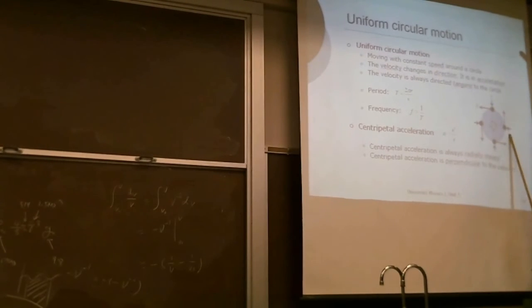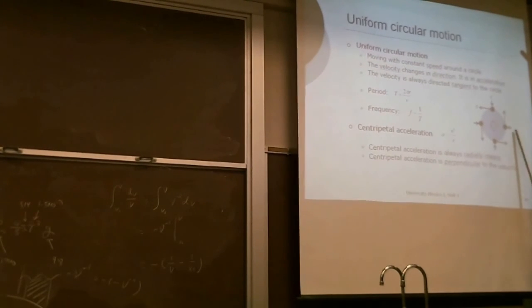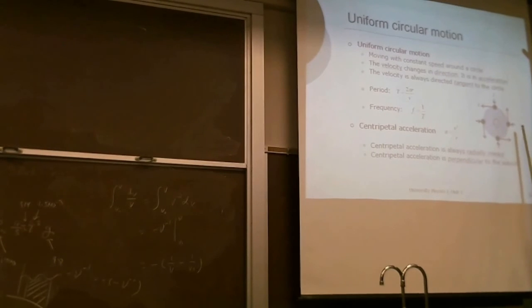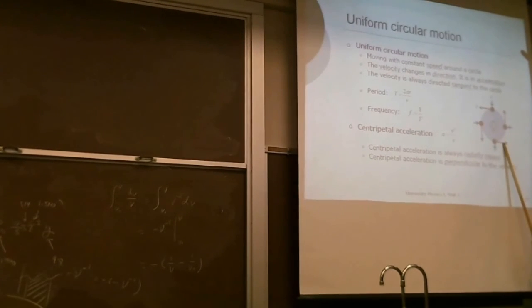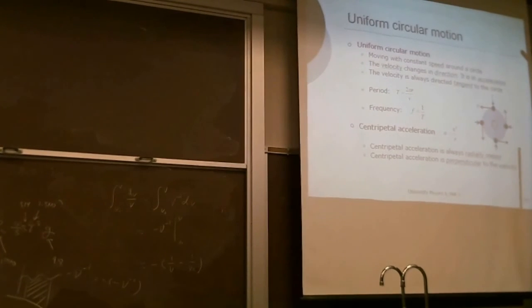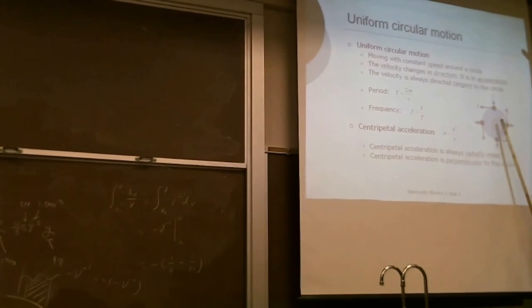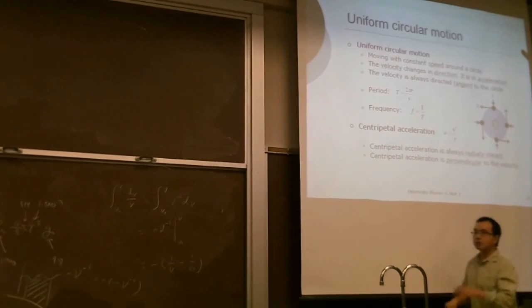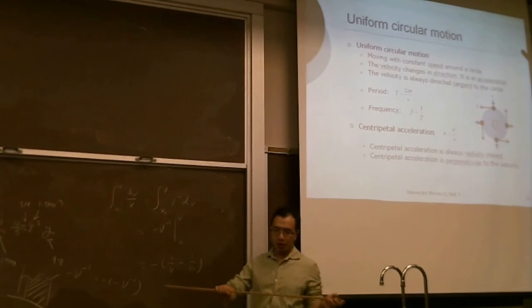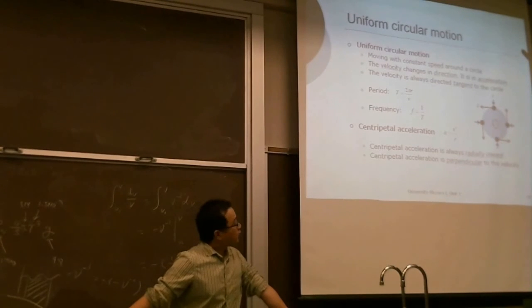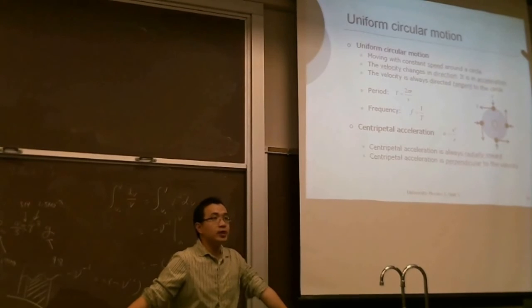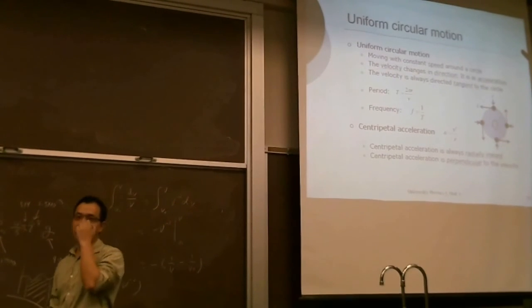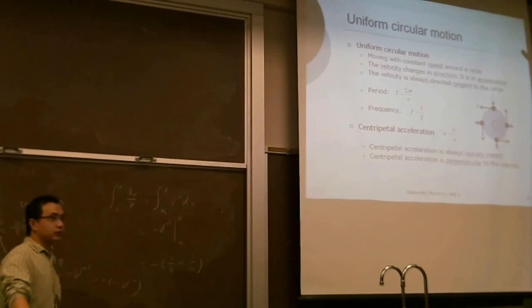And we know that if the acceleration is always perpendicular to the velocity at any time, it will never change the magnitude of the velocity. That's why it can maintain a constant speed. So this is quite a special motion, in which at any time the acceleration is perpendicular to the velocity, so it will never accelerate or decelerate it in terms of the magnitude.